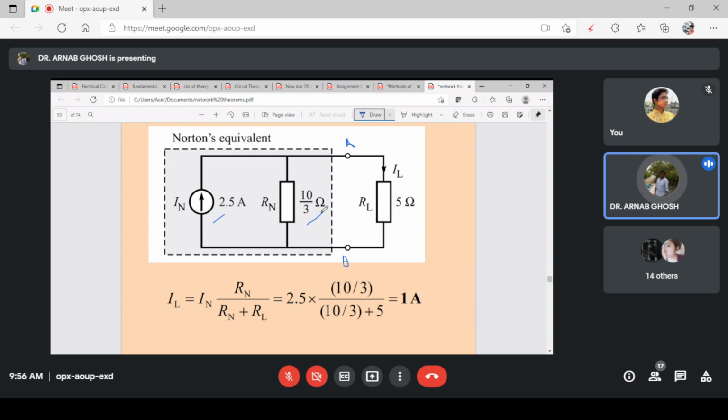And if you now apply the current divider rule, so this is the current divider rule. You have to apply the current divider rule. If you apply the current divider rule, you see that you are getting the current as 1 ampere. You are getting the current across the load resistance as 1 ampere. So this is the current divider rule.